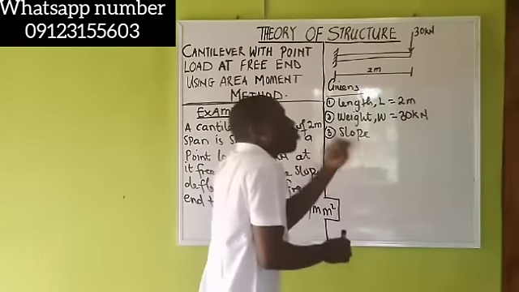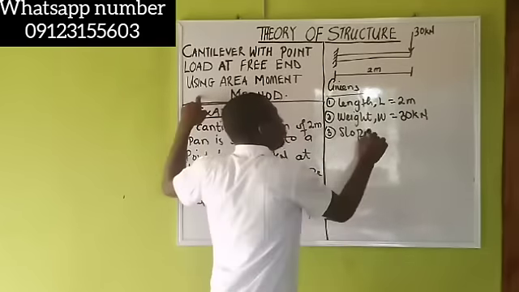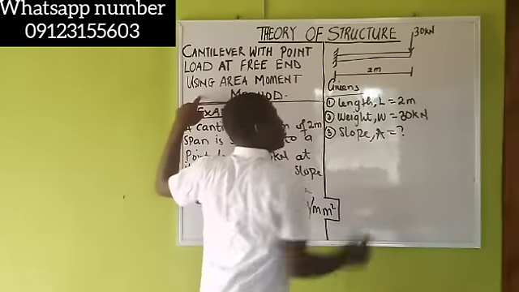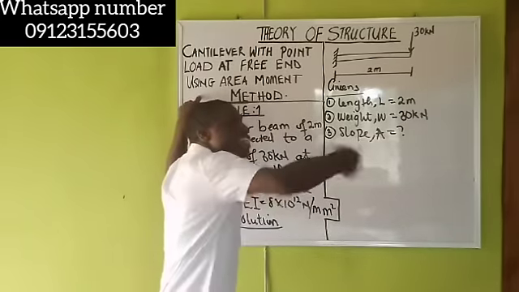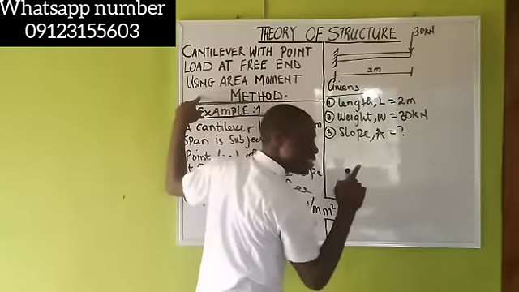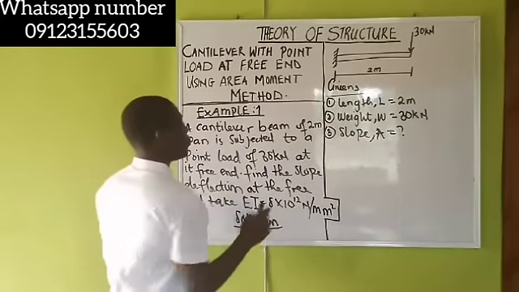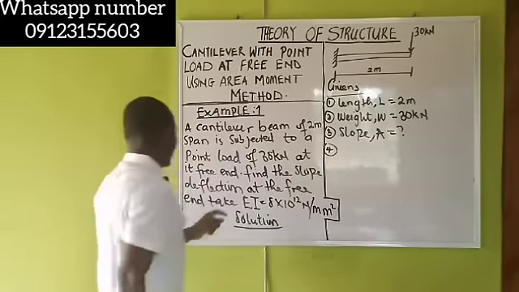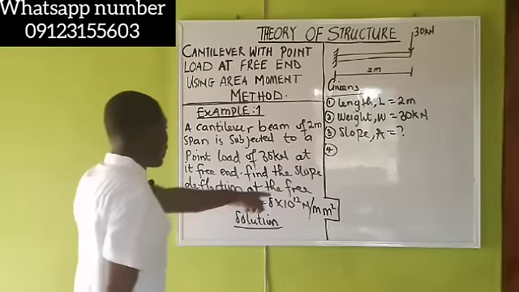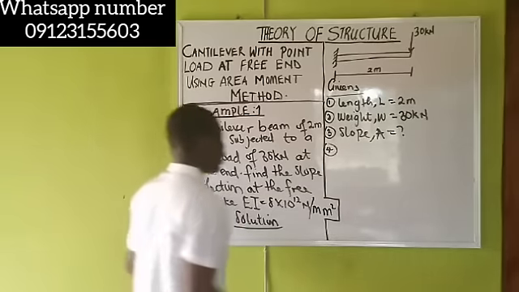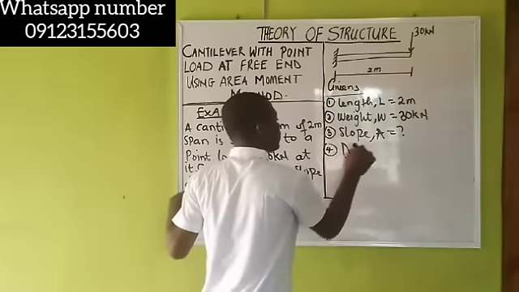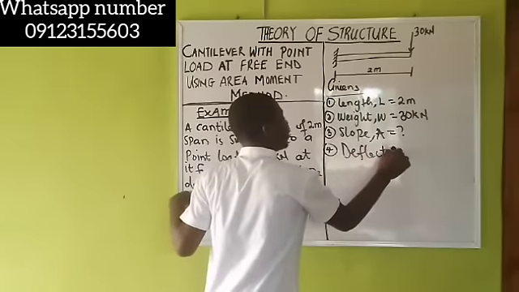Slope in terms of the area method is what? A. In terms of the double integration method it becomes what? C. Take note of that, please. Number 4, we're going to find the slope and what? Deflection. We know deflection is Y.